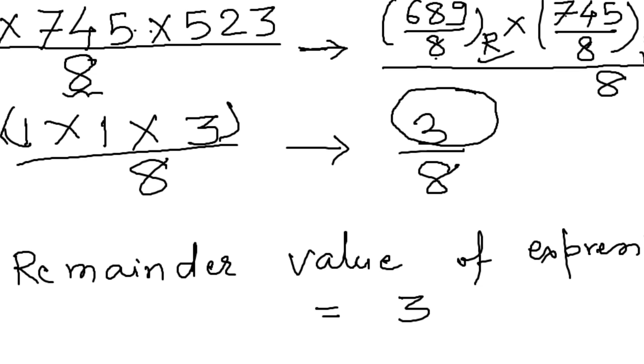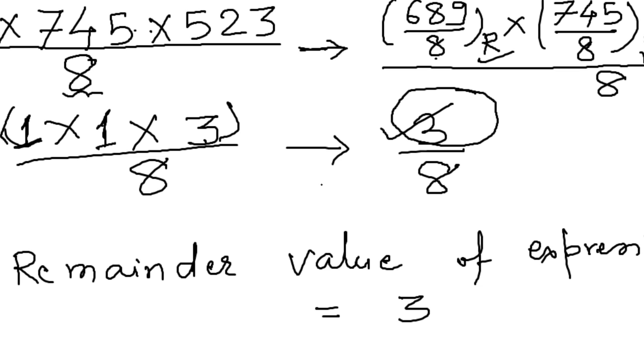If you divide 689 by 8, you get a remainder of 1. Then if you divide 745 by 8, you again get a remainder of 1. And then 523 by 8, you get a remainder of 3. So on the numerator, you get a value of 3, right? And on the denominator, it is 8. Remember, you don't strike out the denominator with some value in the numerator and make it a smaller number.